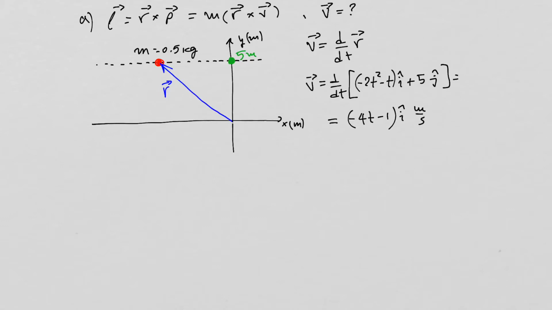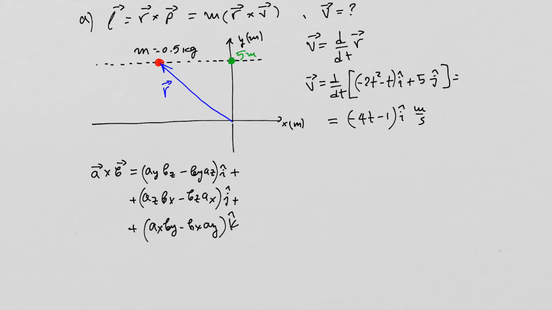Now to calculate the cross product between the position vector and the velocity vector, let's remember how we calculate a cross product. So for two vectors a and b, the cross product of a and b by components is equal to this sum of three terms. We've discussed this towards the beginning of the semester, so if you are having trouble remembering how to get those terms, please go ahead and review the handout that I gave you on vector multiplication, specifically the cross product.